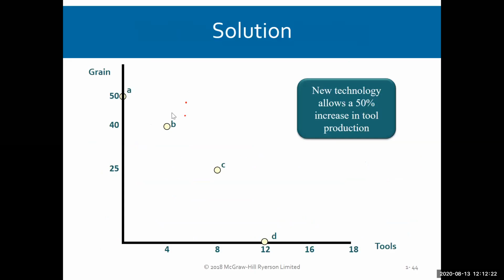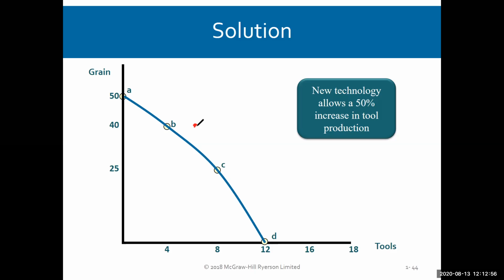So A, B, C, and D are plotted, and we put the line through it. So that's our first production possibility curve, PP1. It says, now new technology allows a 50% increase in tool production. So if I'm producing right here, I'm producing 4 tools. Let me just erase that. Now I can produce 50% more, which is 2 more tools.